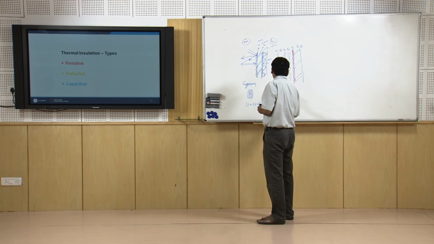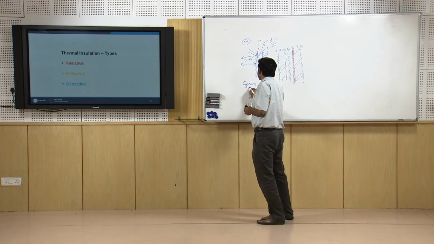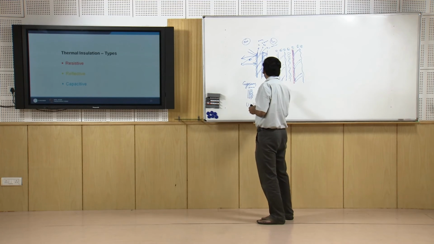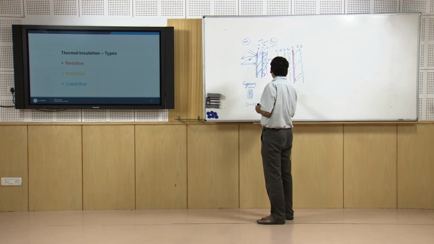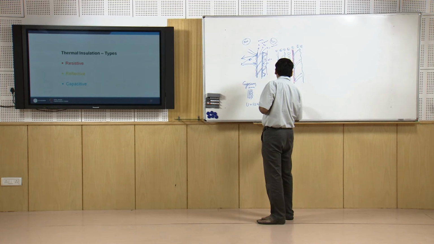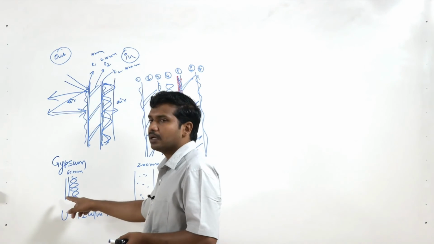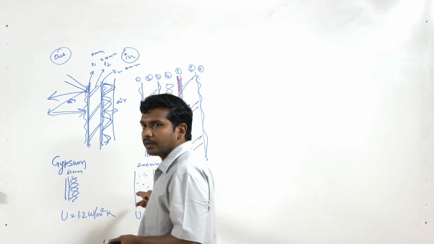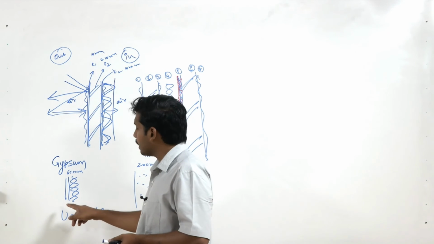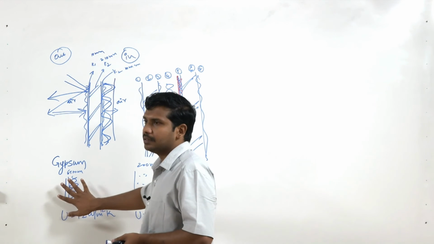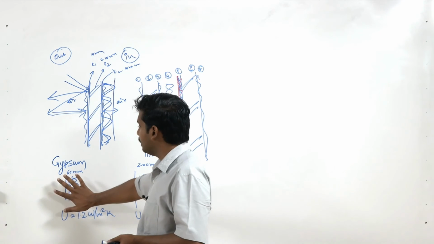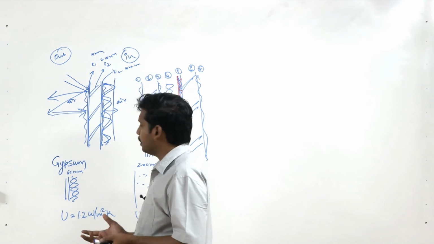Then I have a concrete wall, the concrete wall is 200 mm. Here the U value is 3.5 watts per meter square Kelvin. Now this U value is more or less 3 times that of the gypsum wall. If you calculate conductive heat transfer, this is a disadvantage. But if it is air conditioned, if it is sealed, the whole thing works really in a good way.